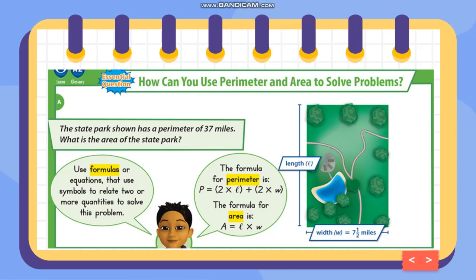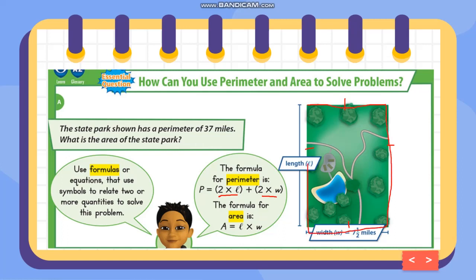2 multiplied by width. We multiply the length by 2 because the opposite sides have the same measurement. And this is your width. This width and the opposite side are the same, so we simply multiply by 2. So 2 multiplied by length and 2 multiplied by width gives the perimeter. The perimeter is the outside measurement, the total measurement of all the sides.